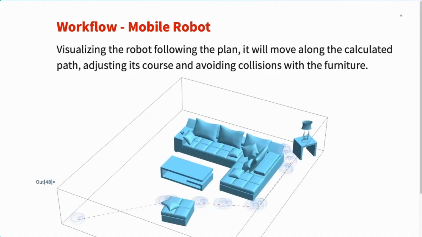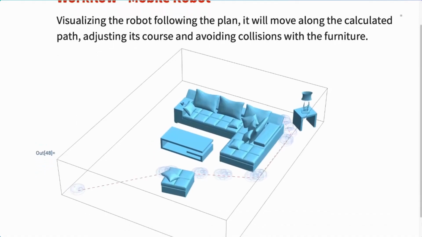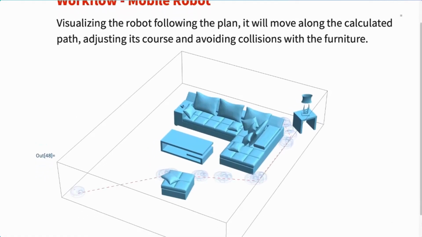Now we can feed this plan to the robot, and we can visualize the robot following the plan. It will move along the calculated path, and it will adjust the course and avoid collisions with the furniture based on the plan that we had given it.